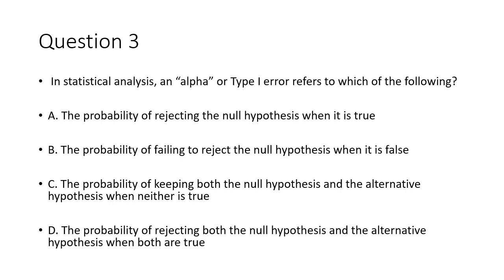Question 3. In statistical analysis, an alpha or a type 1 error refers to which of the following? Is it A, the probability of rejecting the null hypothesis when it is true? Is it B, the probability of failing to reject the null hypothesis when it is false? Is it C, the probability of keeping both the null hypothesis and the alternative hypothesis when neither is true? Or is it D, the probability of rejecting both the null hypothesis and the alternative hypothesis when both are true?